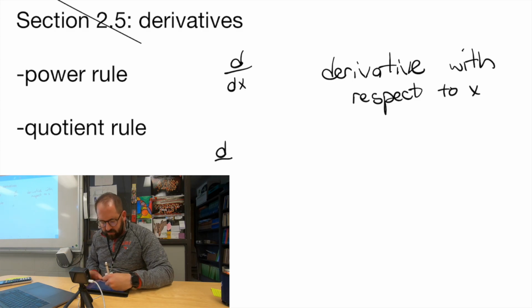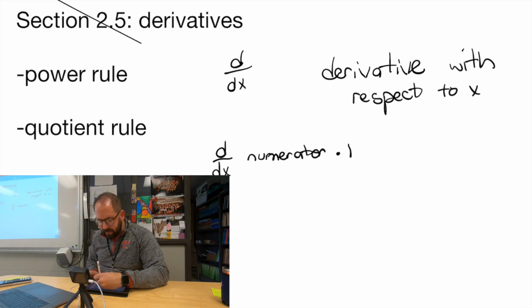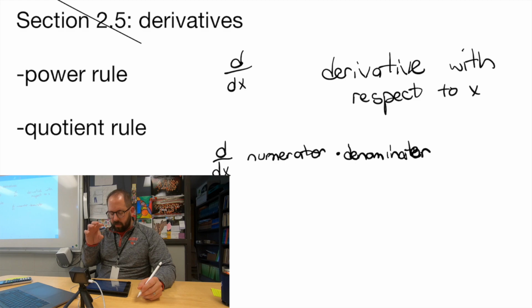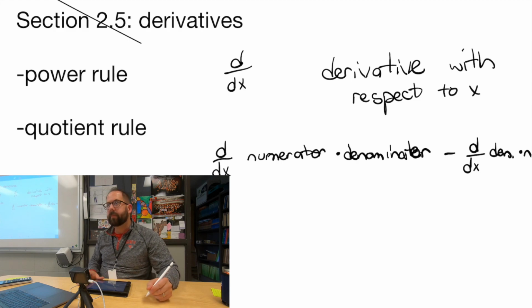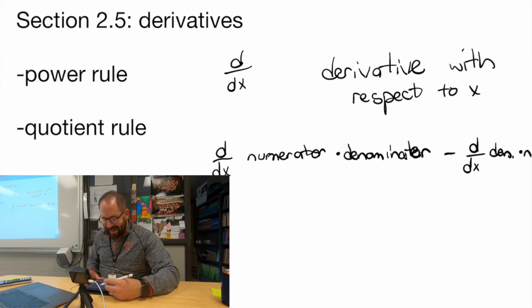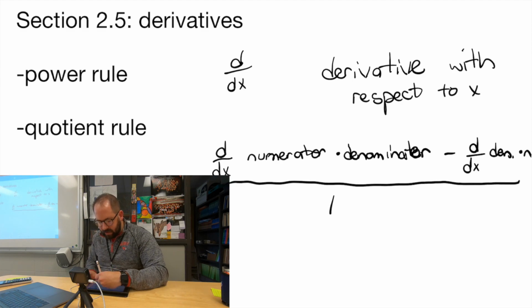It is the derivative of the numerator times the denominator, minus the derivative of the denominator, I'll just abbreviate, times the numerator. I ran out of space, I can't write all those words. And then all divided by the denominator squared.